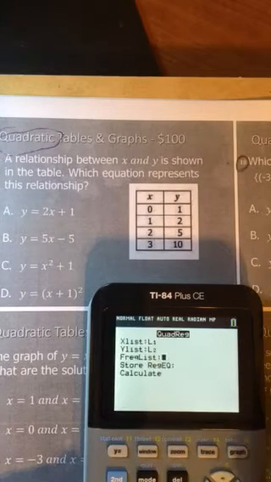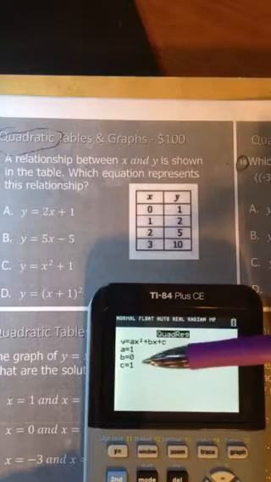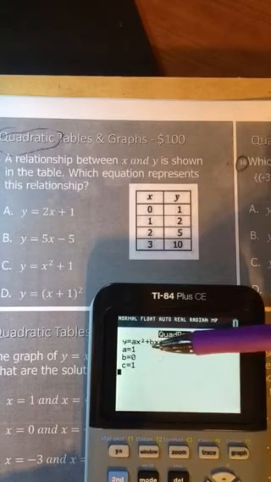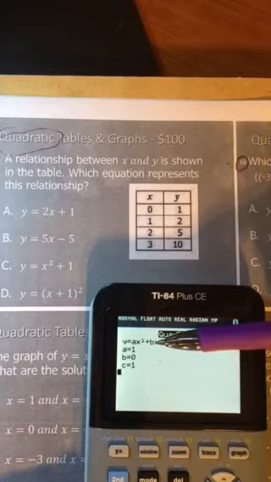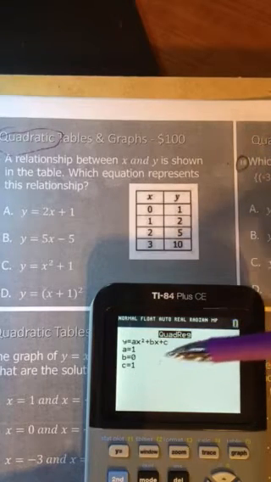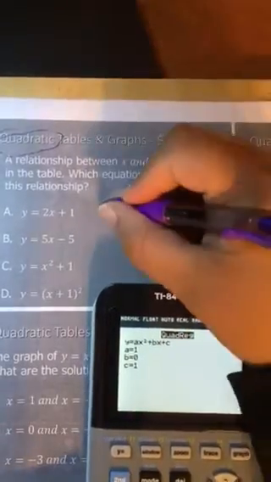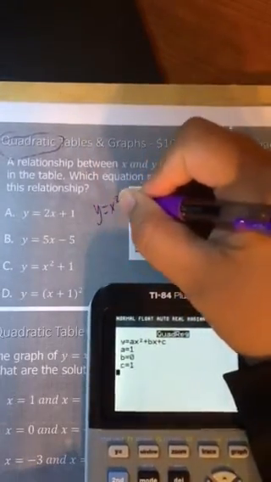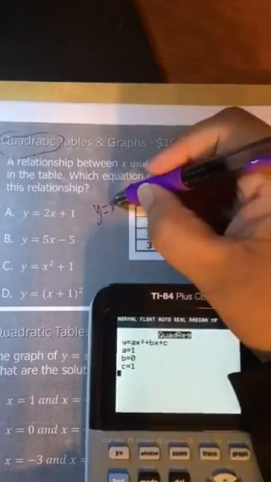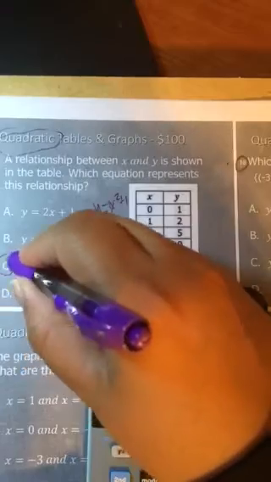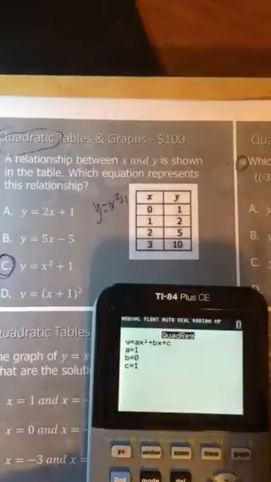So I do 5. It should be A is 1, B is 0, so you don't have to write it, and then C is 1. So our equation is y equals x squared plus 1. Now you can write the 1 if you want, but it's not necessary. So your answer on this one is C.